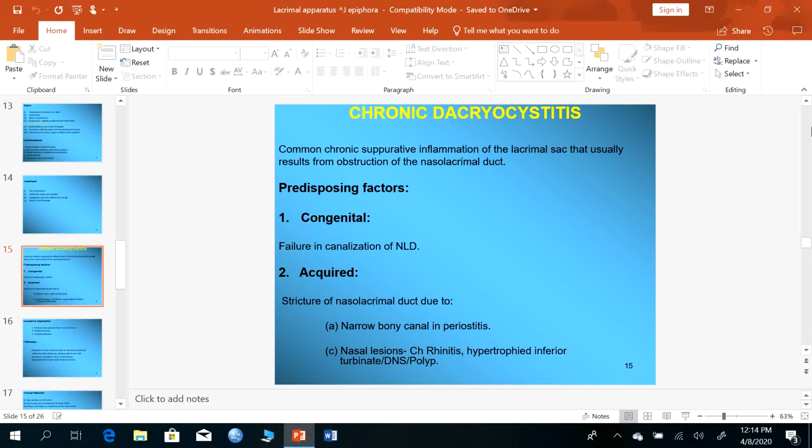Chronic dacryocystitis is usually secondary to long-standing obstruction to the lacrimal drainage system. Usually it is secondary to obstruction of the nasolacrimal duct. It can be a continuation of the congenital nasolacrimal duct obstruction, or it may be acquired later on due to some pathology in the nose like rhinitis or hypertrophied inferior turbinate, secondary to deflected nasal septum or polyp formation, or in cases of chronic sinusitis.